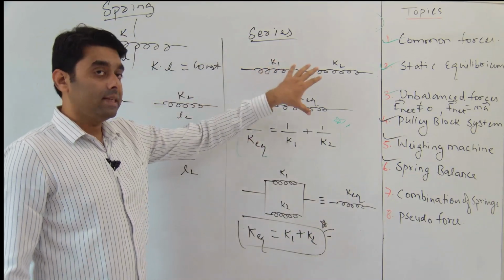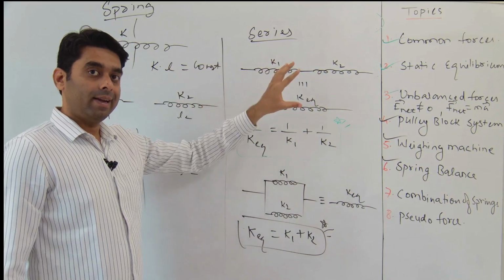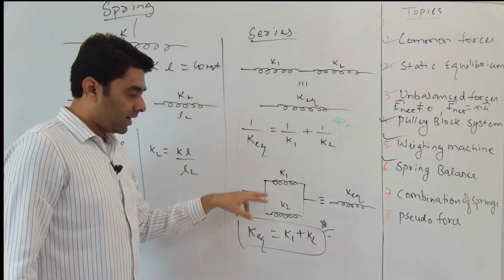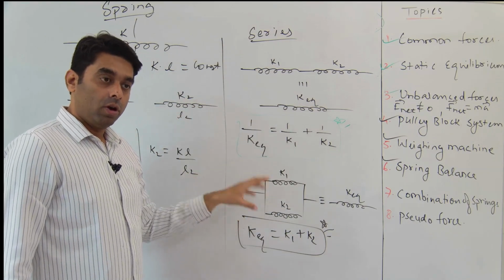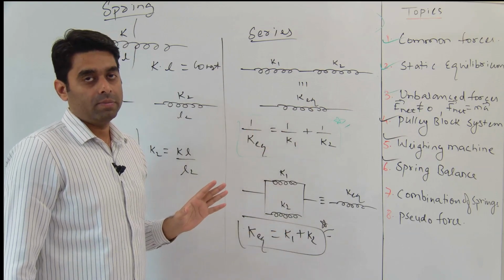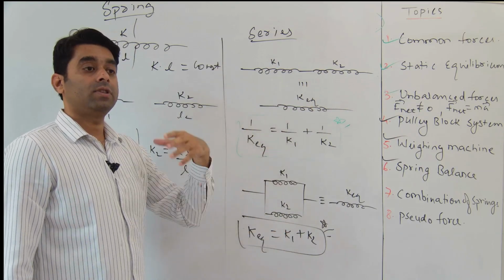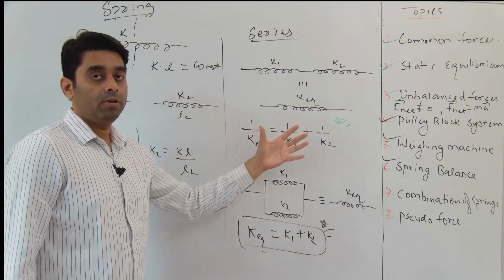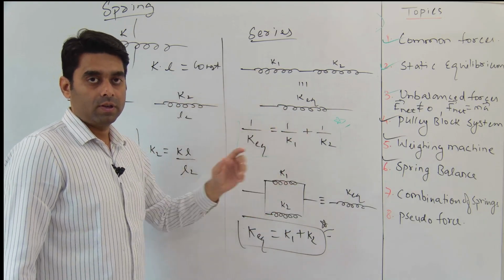So for series, when springs are connected in series, the result is the same as resistors in parallel. When springs are connected in parallel, your result is the same as resistors in series. So that is how you can keep these results in mind. These are the results which are used a lot in your SHM chapter. Many times to find the time period in SHM, these results are used.